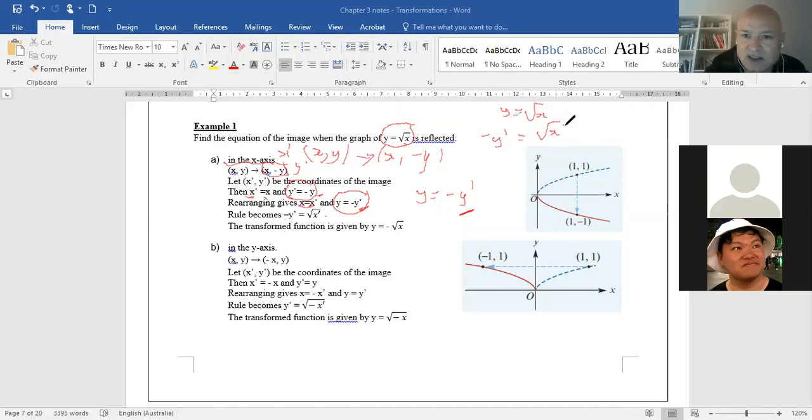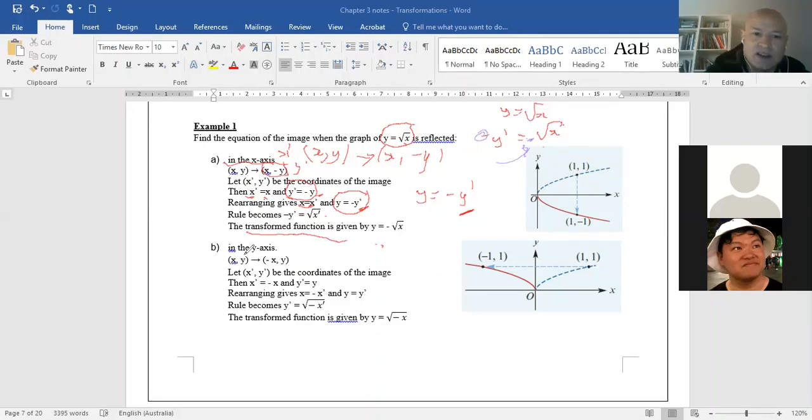Remove the dashes, you don't need to write it in the final transformed equation. So the transformed function is just y equals negative the square root of x, because when I do this, I put the negative on the other side, and that becomes negative there. Any questions on that one?